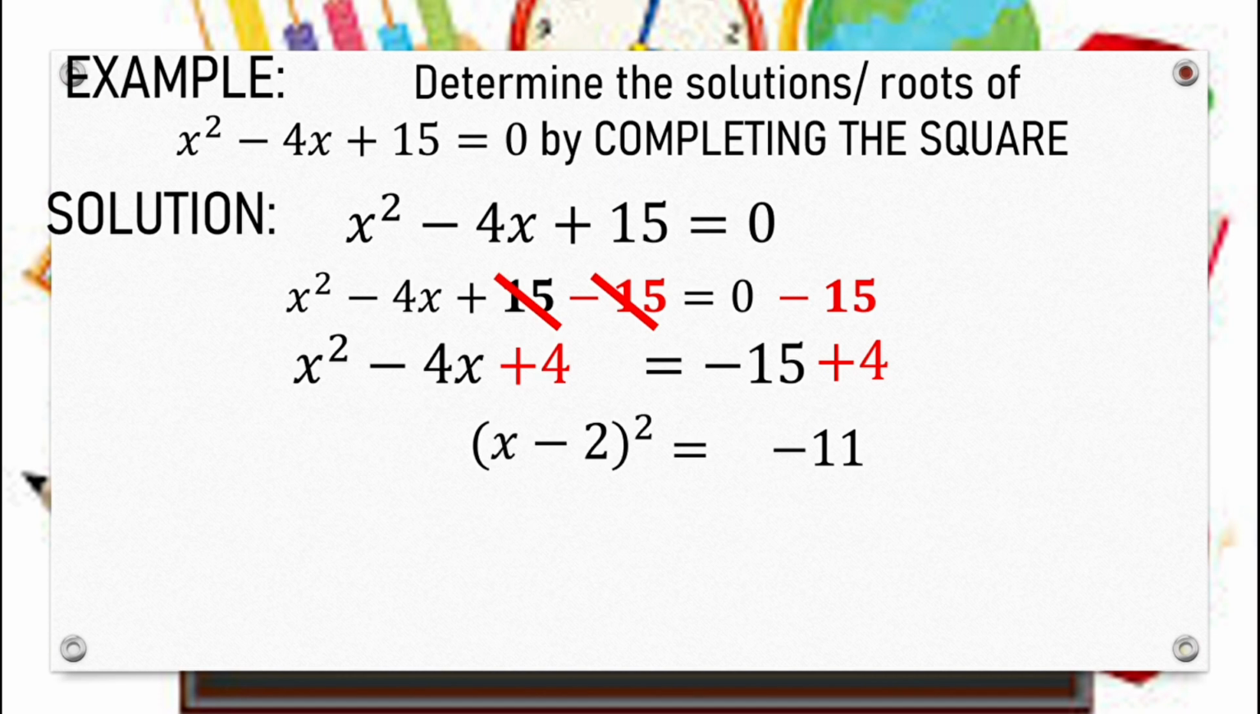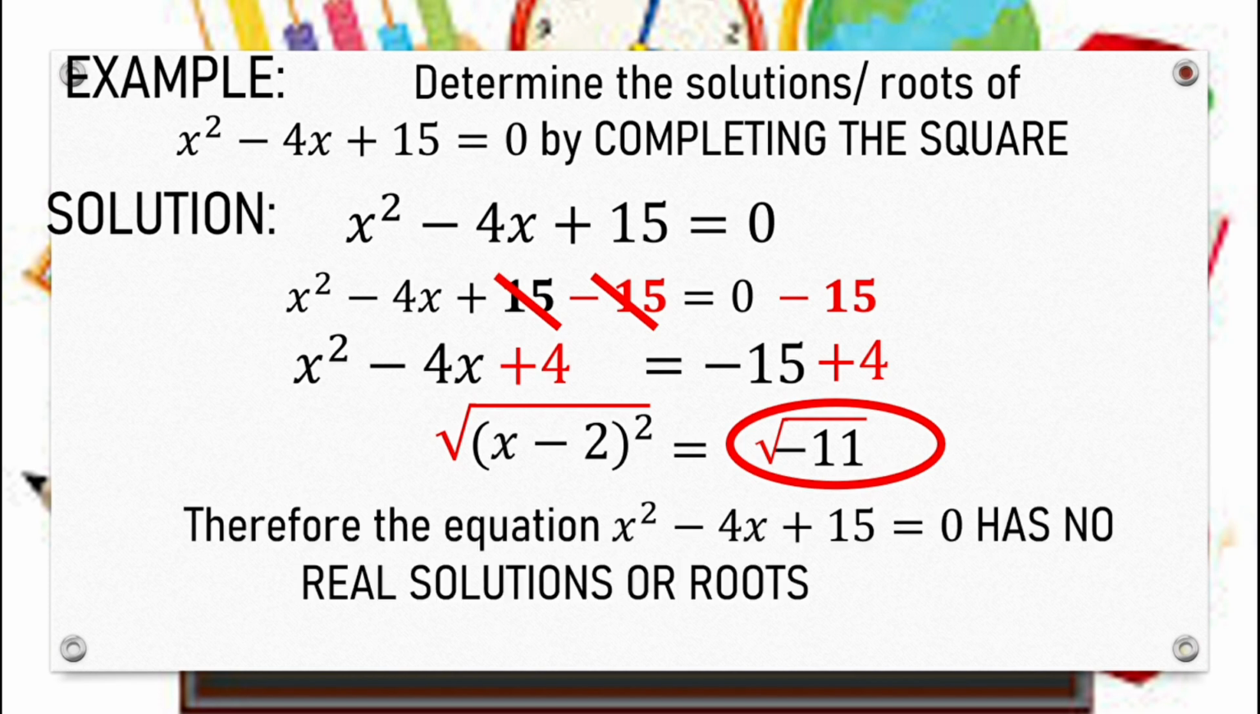Then, apply extracting square roots as we eliminate the exponent 2 on the left side of our equation. But if we notice, the right side has an expression square root of negative 11. Here, our radicand is a negative number. And bear in mind that no number multiplied by itself will lead us to a negative result. In this case, we will stop our solution here and state our conclusion directly, which says, therefore, the equation x squared minus 4x plus 15 equals 0 has no real solutions or roots.